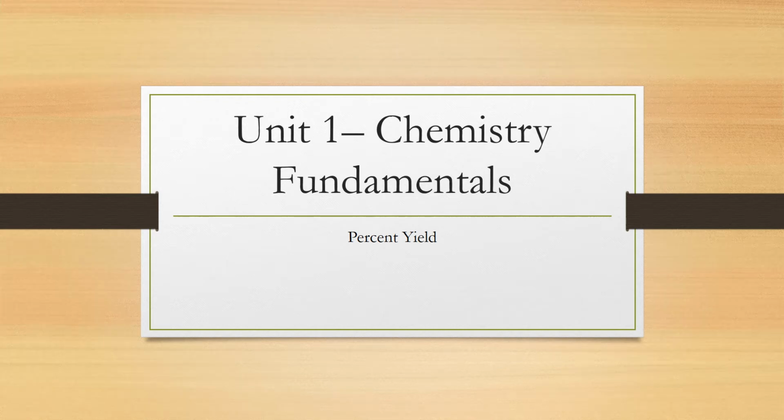One type of word problem that can come up on the AP exam is one that relates back to percent yield, and that's what we'll be talking about in this video right here.